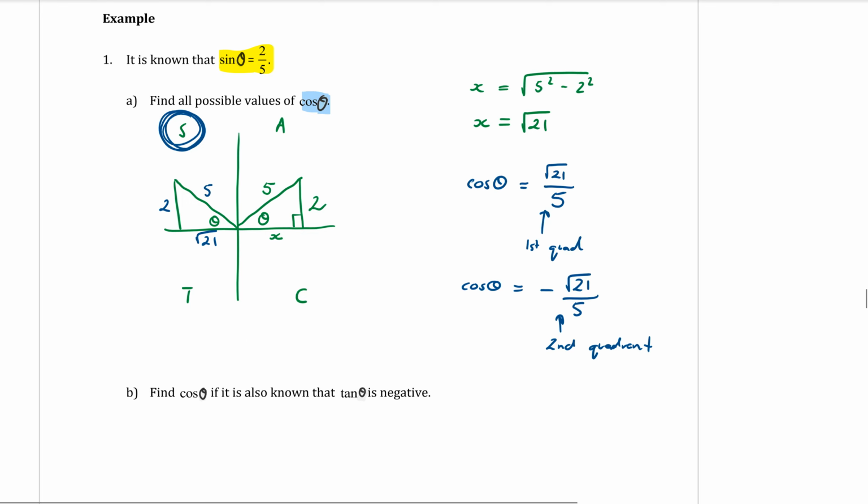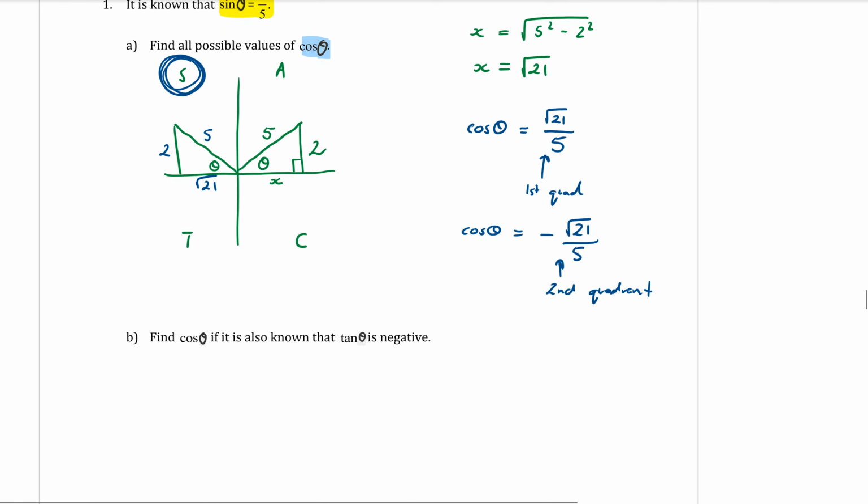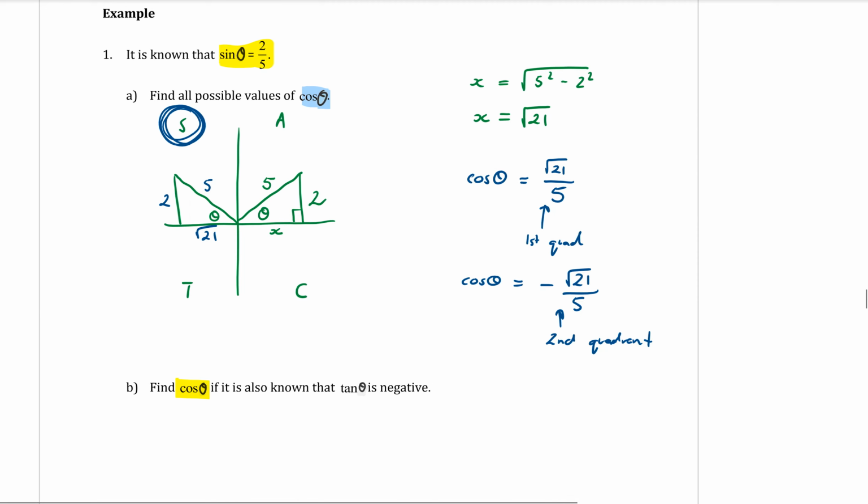Okay, part B of the question says to find cos theta again if it is also known that tan theta is negative. Now, we only have solutions in the first two quadrants here. Everything is positive in the first quadrant, so I can't be talking about that solution. So it would have to be the second quadrant where sine is positive and tan is negative. So this is the solution that I want here.